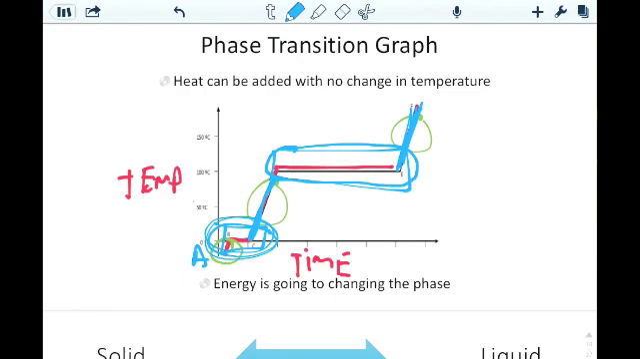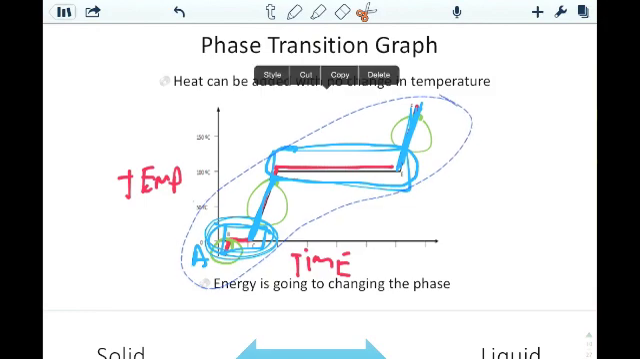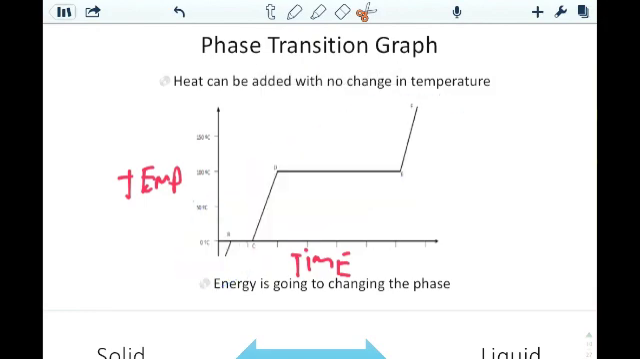Now, where does the energy go? You might think, well, what about the law of conservation of energy? Energy can't be created or destroyed. Well, the energy goes into separating the bonds between the molecules, so that they're able to move from a solid to a liquid to a gas. This phase transition graph is a good thing to remember and write down.